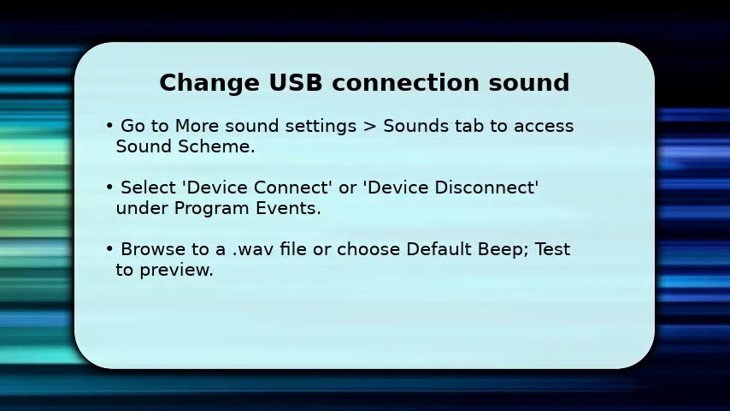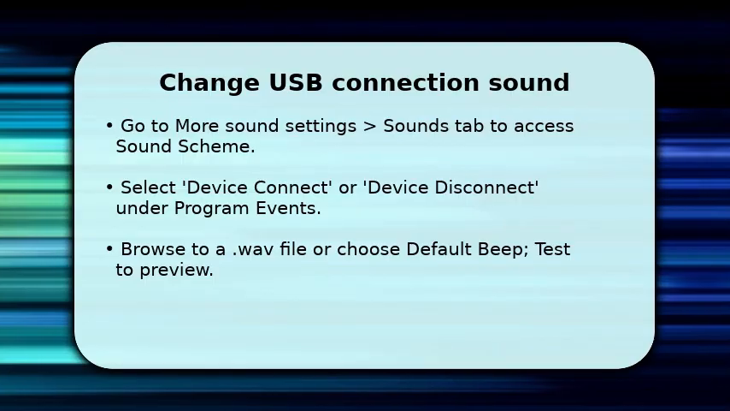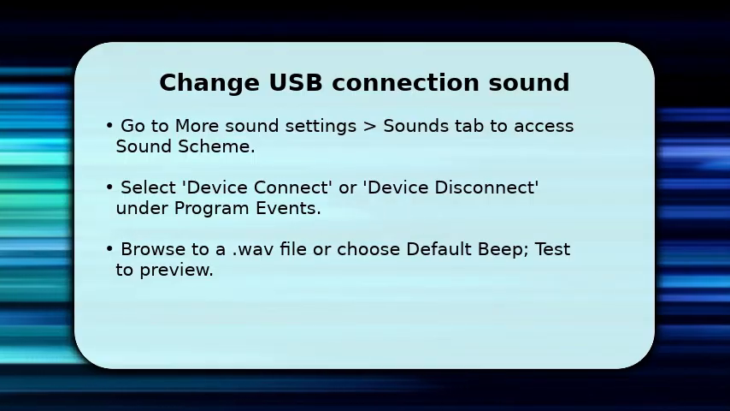Next, navigate to More Sound Settings and open the Sounds tab. This is where Windows maps audio files to events. You'll find Program Events, select Device Connect or Device Disconnect, and use the drop-down Browse button to assign a WAV file stored on your PC. You can preview with test to confirm loudness and timing. Make sure it's short and not clipped.